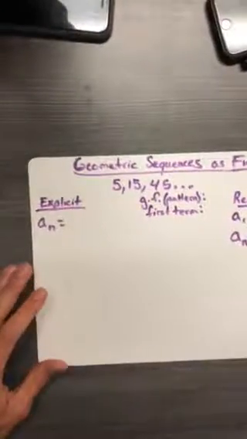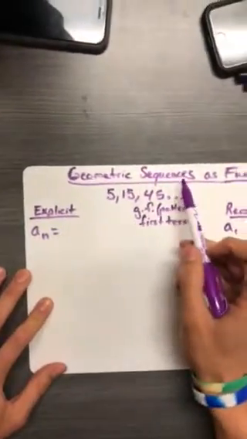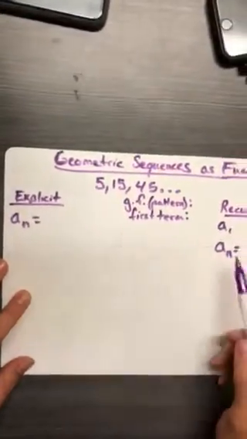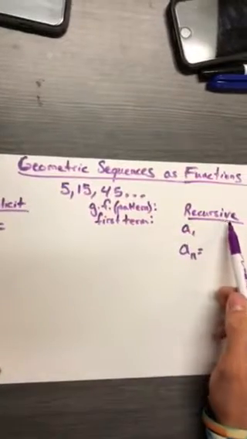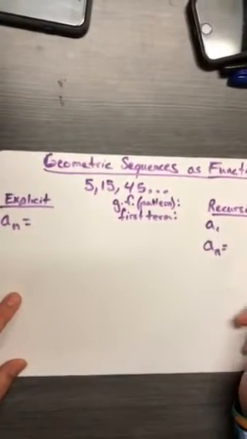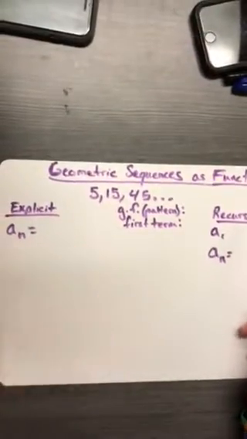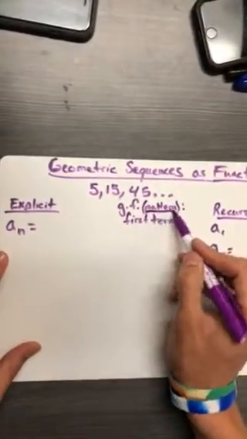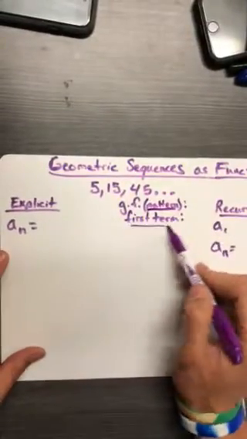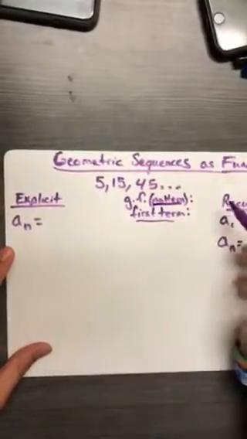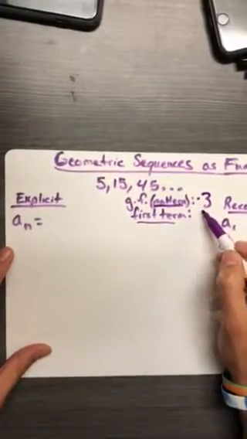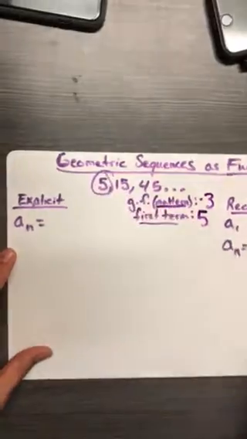We got our second additional video here, geometric sequences as functions. We're going to learn how to write two types of functions, an explicit and recursive, which you've seen once already. With geometric sequences as functions, you only need two pieces of information. You need the pattern, which we call the growth factor in geometric sequences, and you need the first term. So here, our pattern is multiply by 3, and our first term is 5.